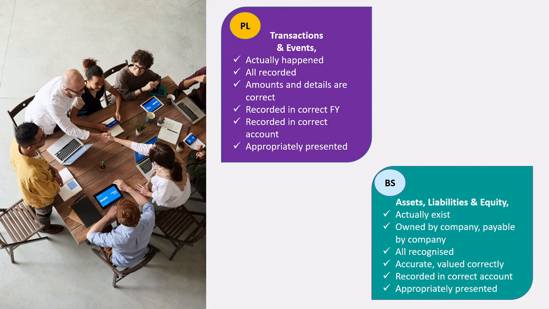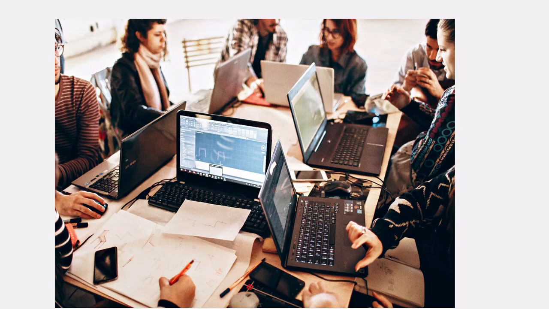And when it comes to the balance sheet, assets, liabilities, and equity, we have to verify that those actually exist, are owned by the company or payable by the company, and are all recognized, accurate, valued correctly, recorded in the correct account, and appropriately presented. So this concludes the lesson on assertions.